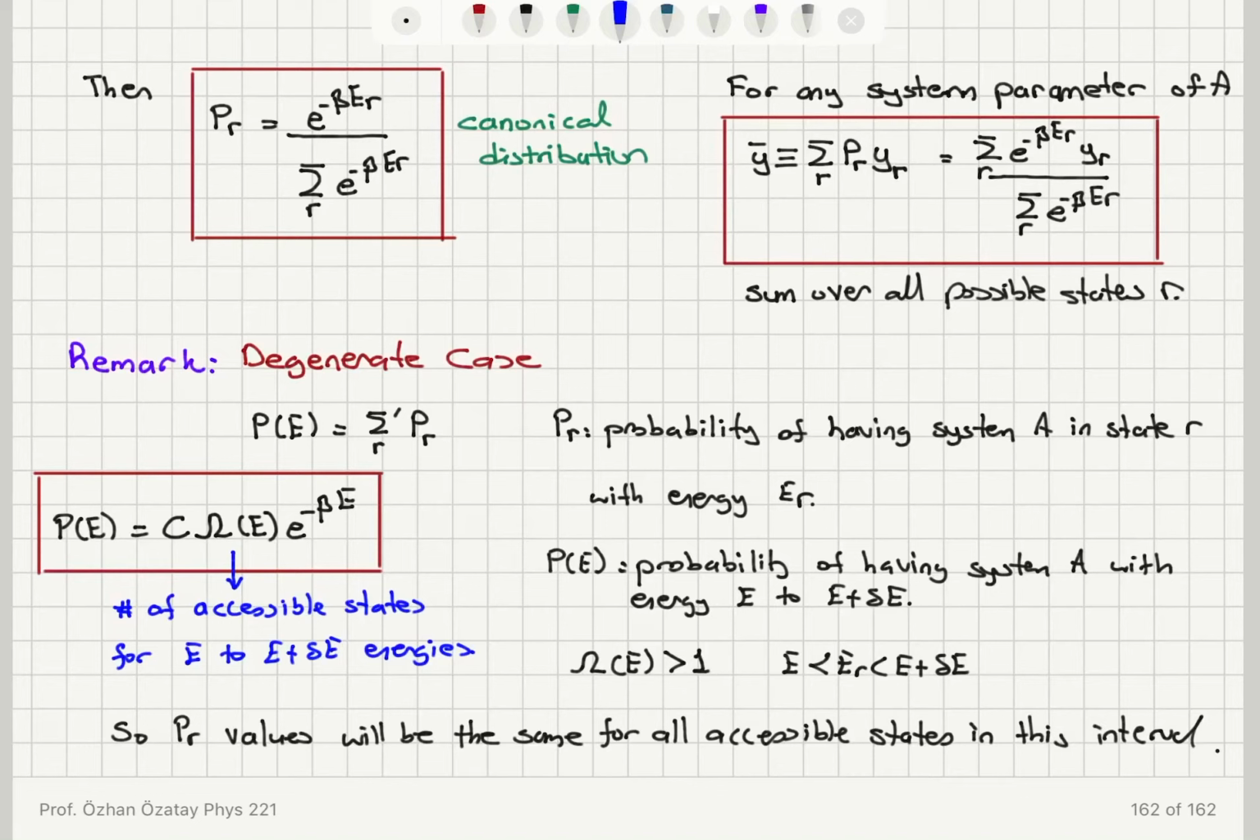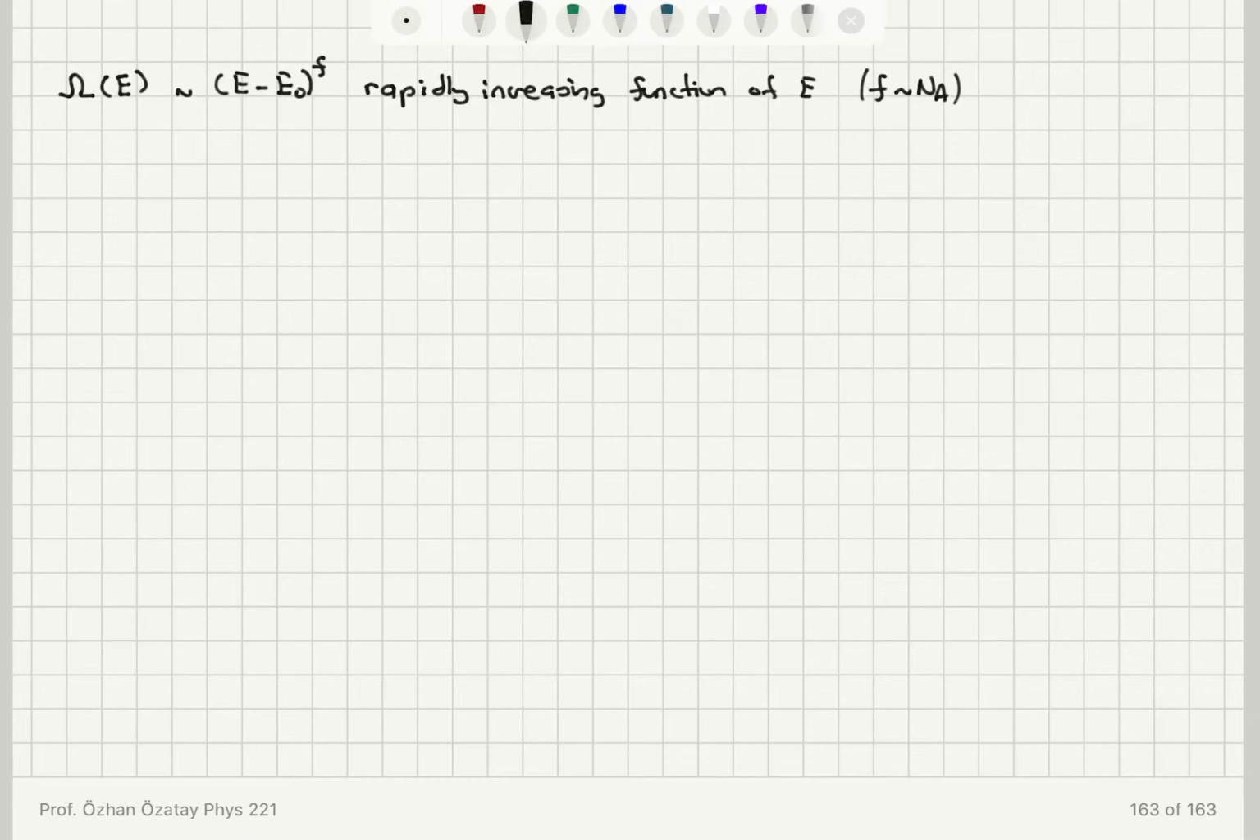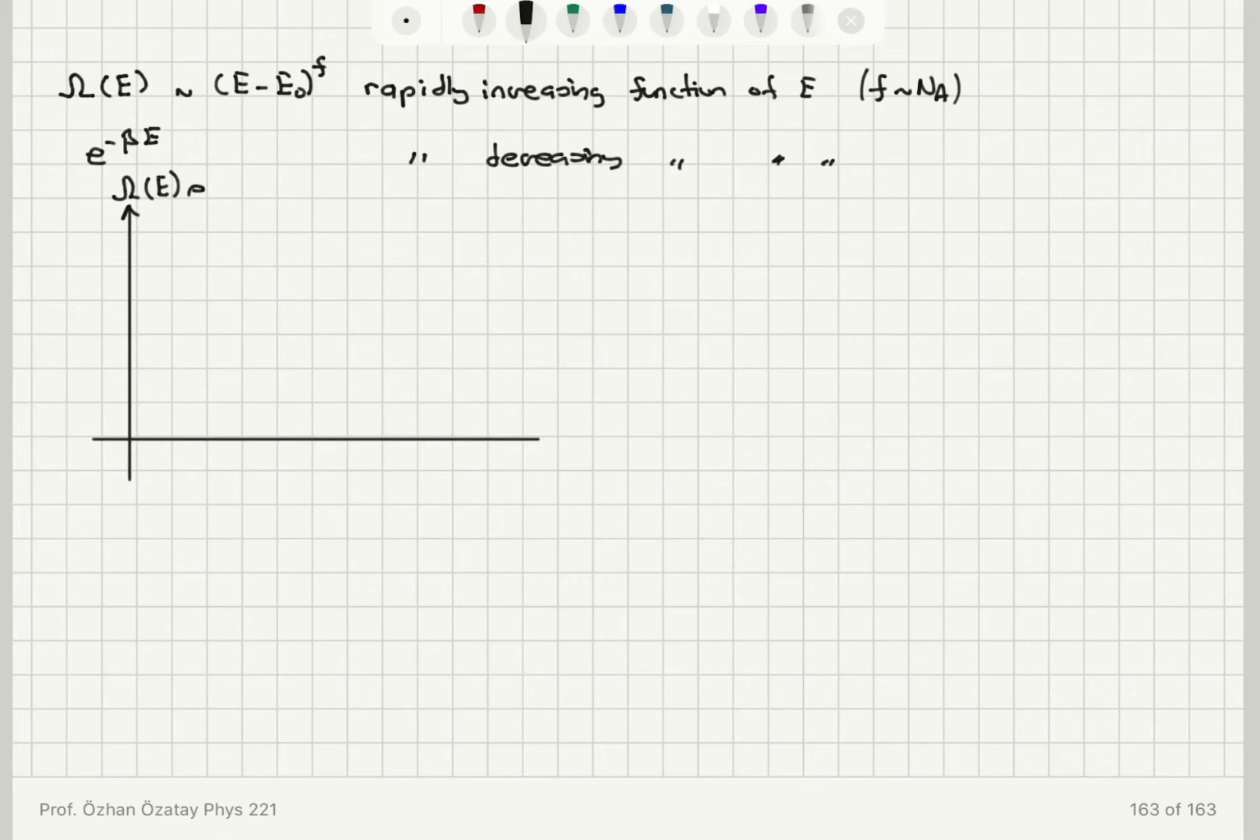Now, what is this going to give me for the most probable energy of the system? So let me finish this discussion by looking at this. I remind myself the number of accessible states varies with energy as E minus E0 to the power f, a rapidly increasing function of energy, because this f is of the order of Avogadro's number, remember, so it's a very big number. And then I have the second factor, the Boltzmann factor, e to the minus beta E. This is a rapidly decreasing function of energy.